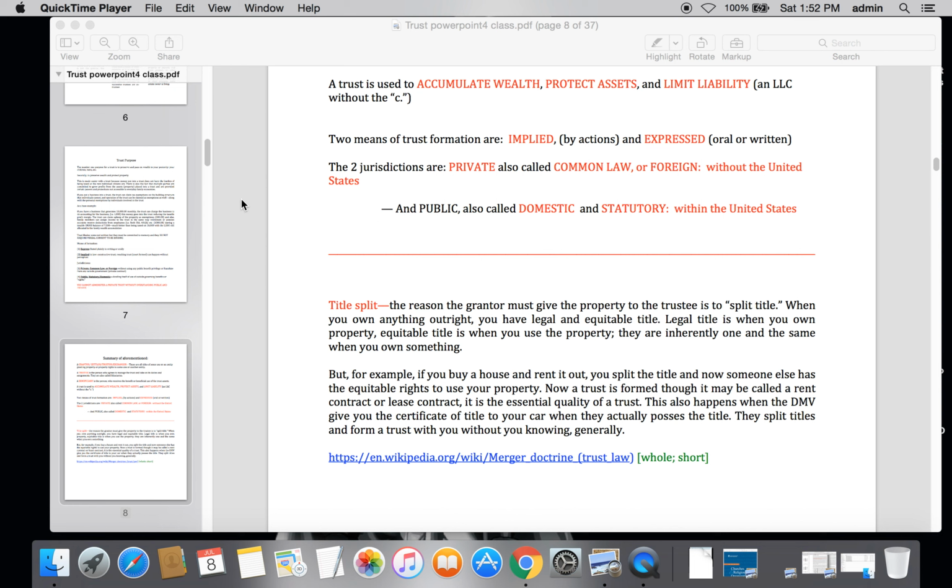Legal title is when you own property. Equitable title is when you use the property. They are inherently one and the same when you own something. All right.